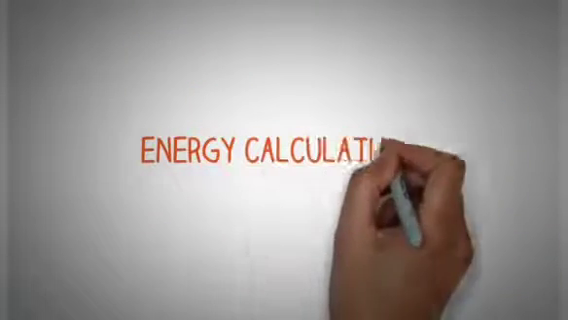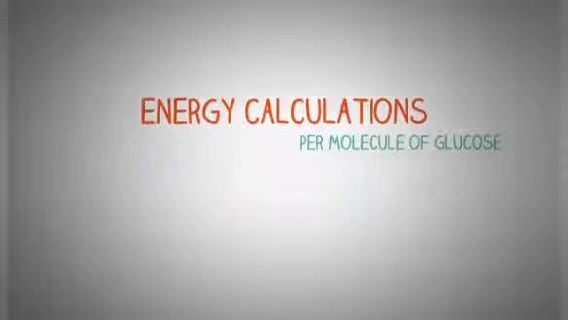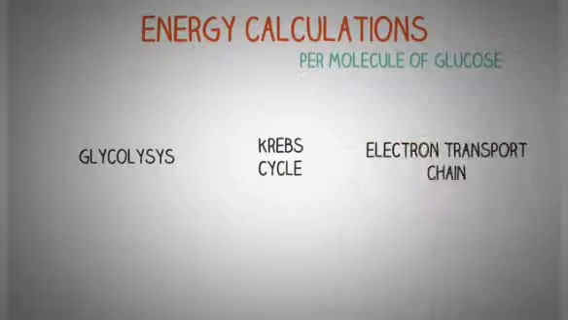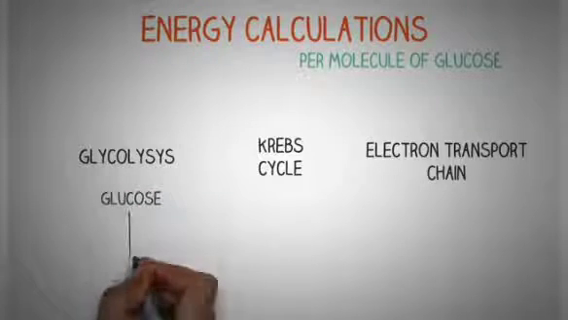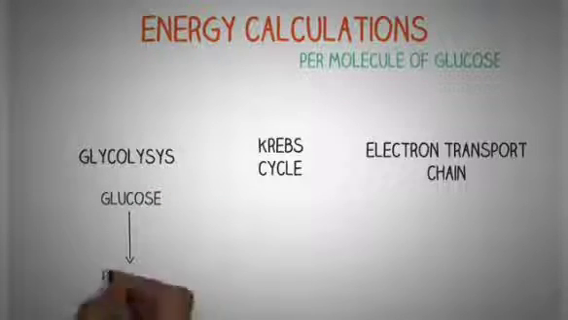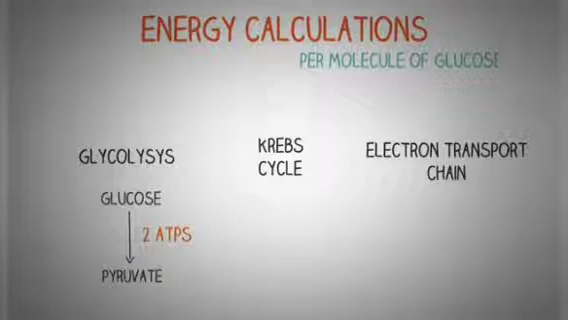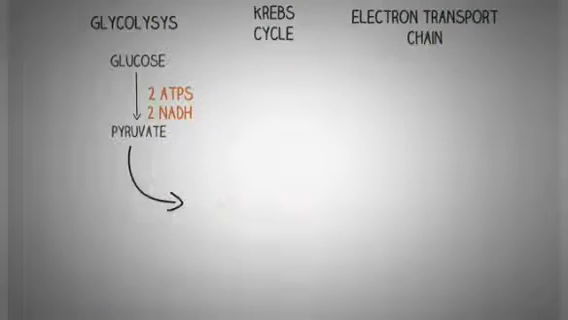Now let's talk about the various energy calculations per molecule of glucose that passes through the biochemical cycles of glycolysis, Krebs cycle as well as the electron transport chain. In glycolysis, when glucose is converted to pyruvate, we get a net of 2 ATPs and 2 NADH. In the next step, when pyruvate is converted to acetyl-CoA, we again get 2 NADH.